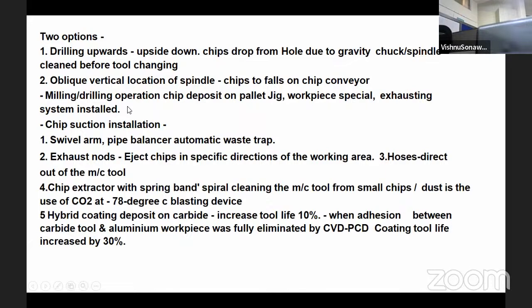Okay, see, this is a chip suction installation. That is how to evacuate the chips. That is the swivel arm and the pipe balancer, the automatic paste trap, the exhaust nodes, then the ejected chips, and the chip disposer to break down the chips. Here the chip extractor is a combined unit.